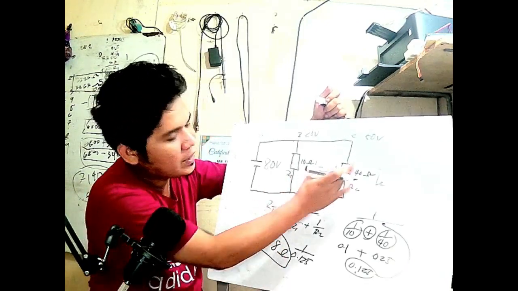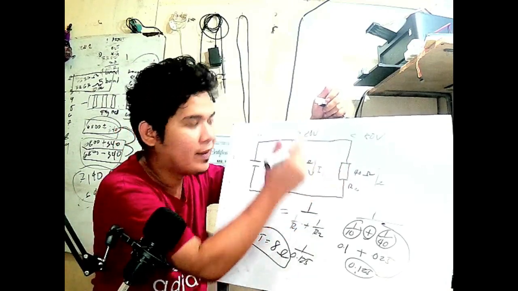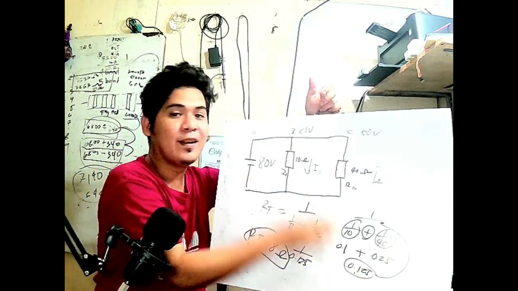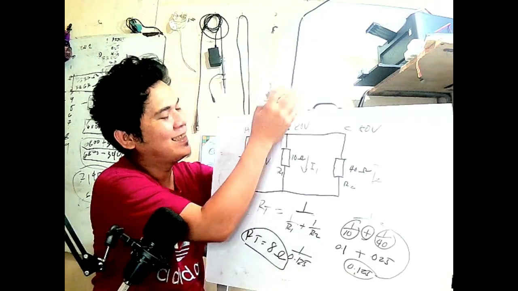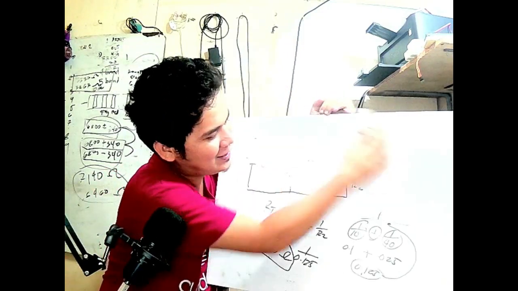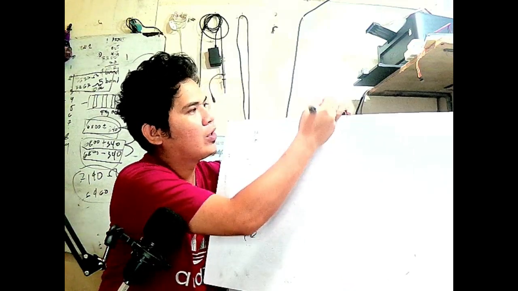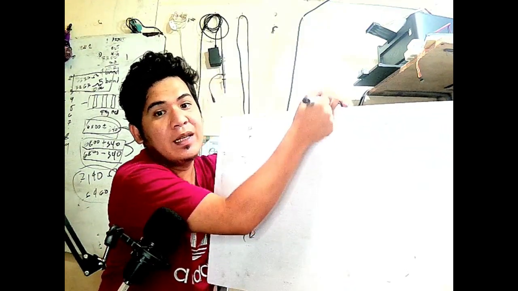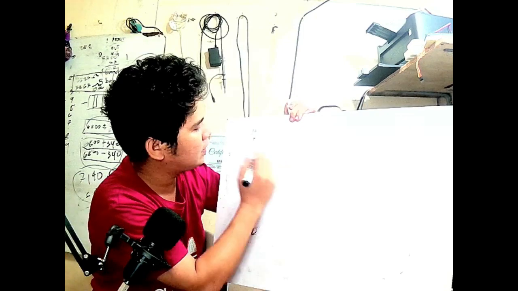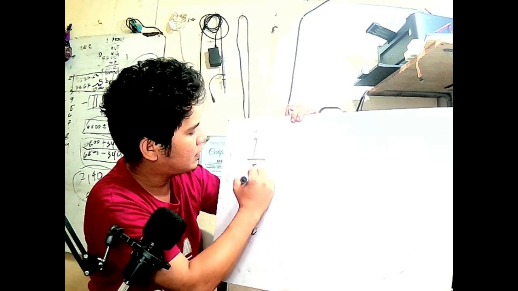So, ibig sabihin, pwede natin pagsamahin ito to form one resistor. One big resistor or small resistor. Delete natin. Burahin natin. And now we can draw yung equivalent circuit ng ating dalawang resistor. So now we have this.